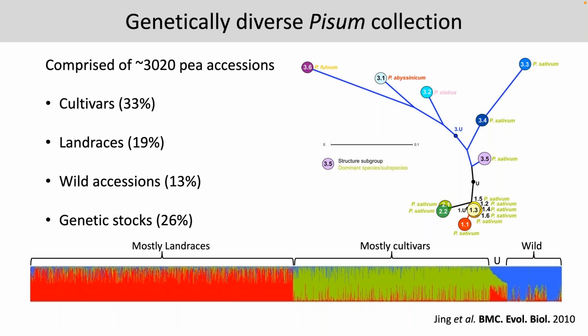Based on genotyping with retrotransposon-based markers, the collection was divided into 3 main subgroups corresponding to landraces, cultivars, and wild Pisum lines. So it's a rough division. When I say mostly landraces, there are some lines which will be cultivars and a mix of others, but mostly this division was good enough.